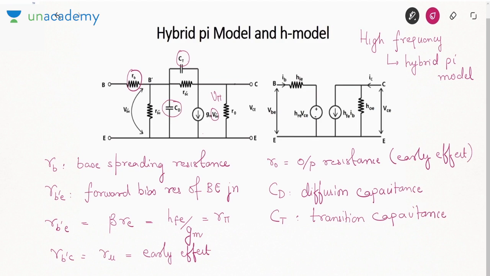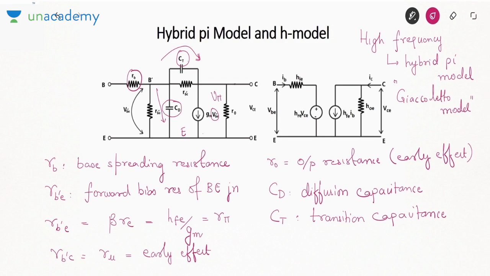Okay. Now this is base, this is emitter. So between base and emitter we have diffusion, between base and collector we have transition. Is it fine? So it is nothing but the hybrid pi model that we have studied earlier, but I have now introduced the capacitances. Now this model is also known by the name of a scientist. It is called the Giacoletto model. This is another name given to the hybrid pi model.